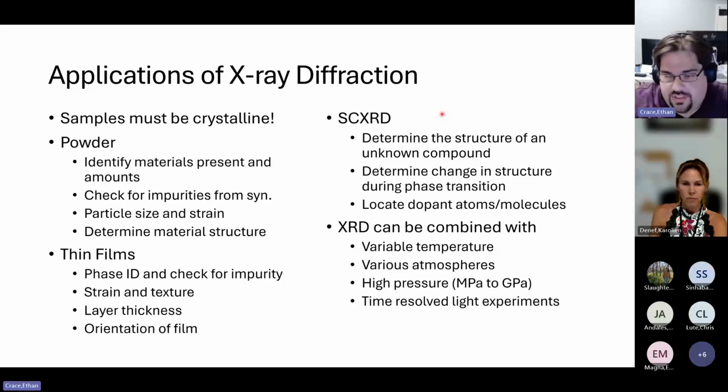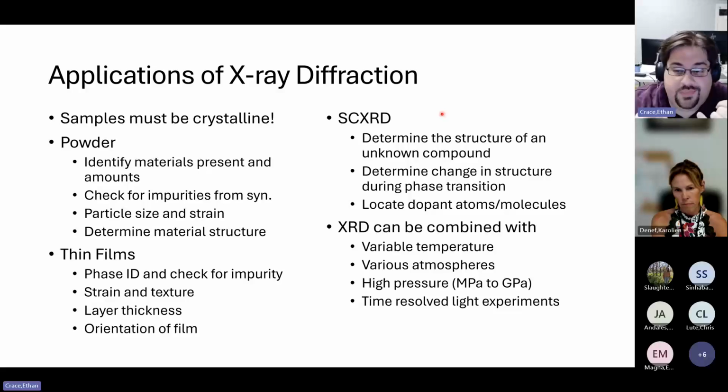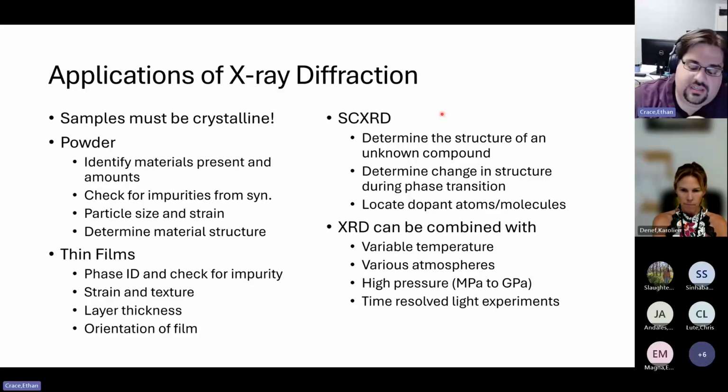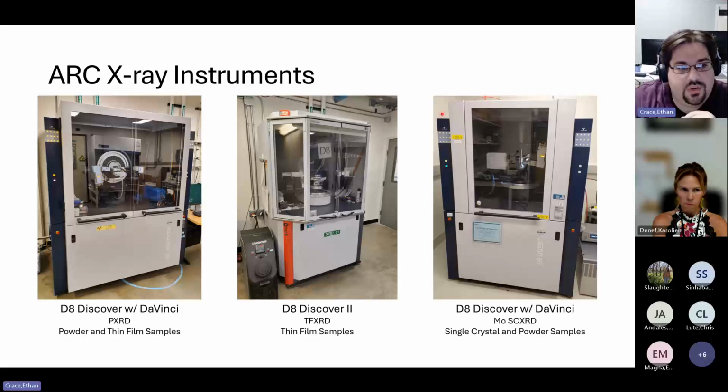And again, on top of all the things that I've already discussed, you can combine these techniques with variable temperature. You can do it under different atmospheres to try to monitor reactions in situ. You can put your sample between two diamonds and press it to pressures above what you would experience in the center of the Earth. You can also do time-resolved experiments as well, if you have the correct setups to do that. So with that, we'll talk about what the ARC can do specifically for you.